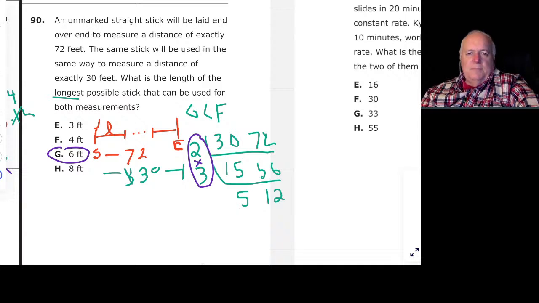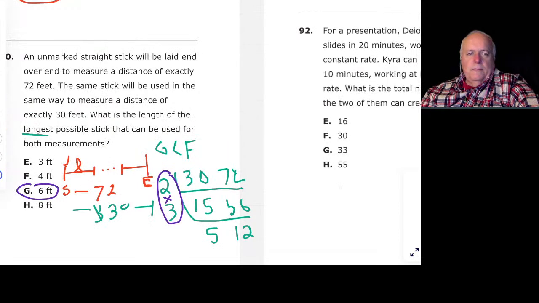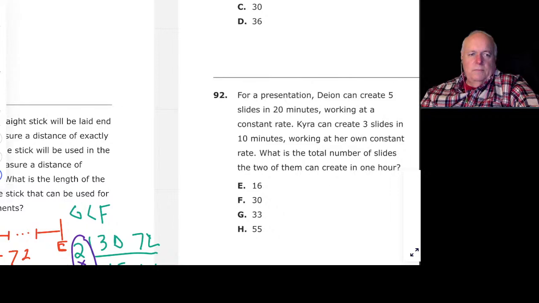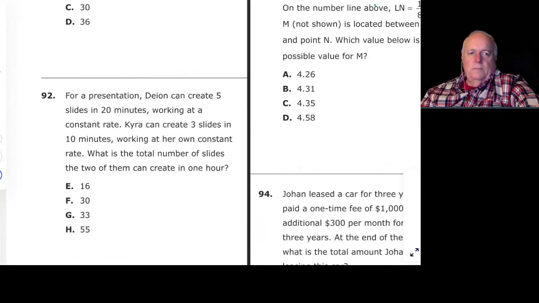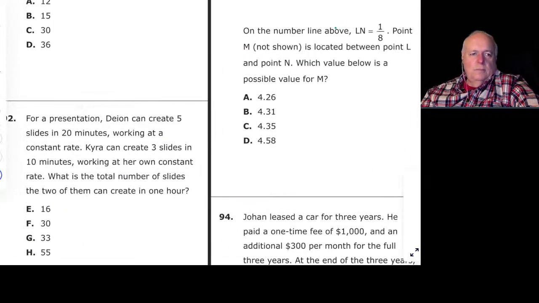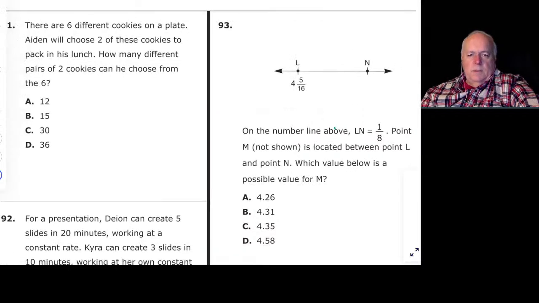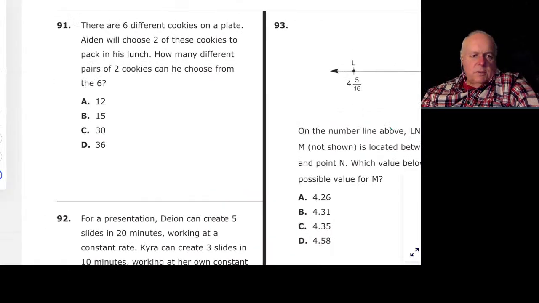Okay, let's try 91. And how much time are we using so far? Let's see here. We went about 34 minutes, so let's do a few more problems. Let's see what the time is once we get through this page.